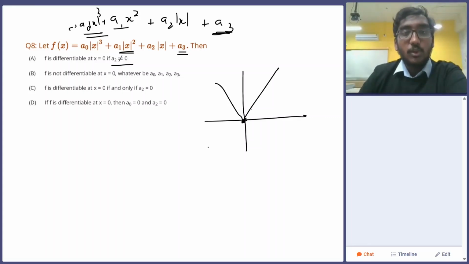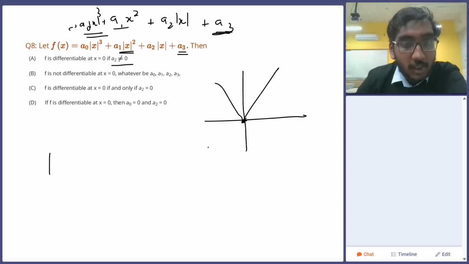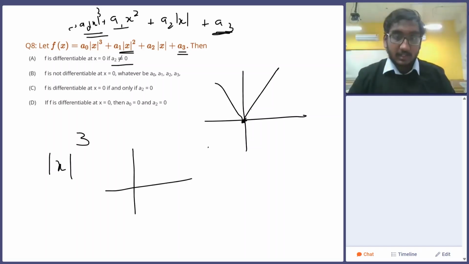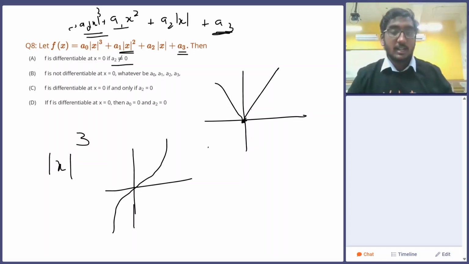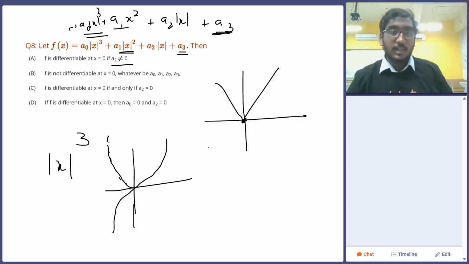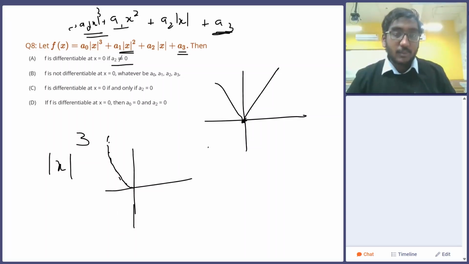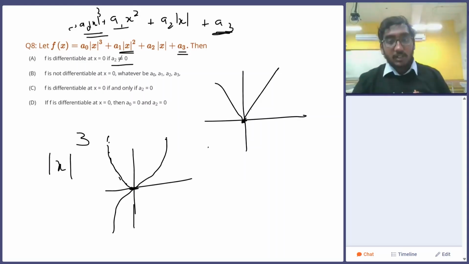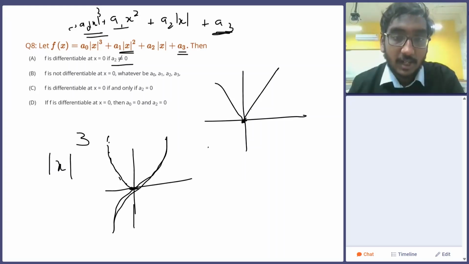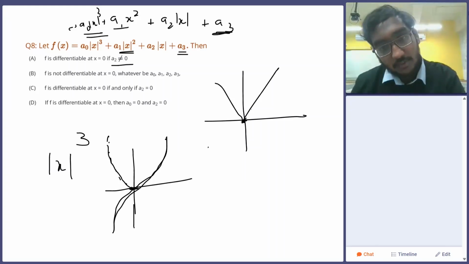So we just ask, if a0 times mod x whole cube and a2 mod x, these two things alone, are they differentiable? Is mod x cube differentiable? Actually it is, because the graph of x cube looks like this, right? So what will be the graph of mod x cube? It will be the reflection along this axis. So this is how it will look, and the negative part will not be there. What I have drawn here is the graph of x cube. So for the mod x cube graph, I will change the color and highlight it. So this is the graph of f of x equal to mod x cube.